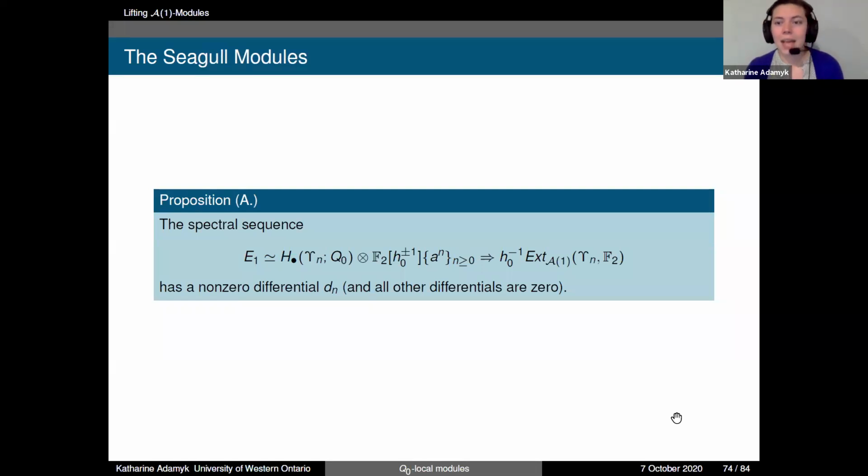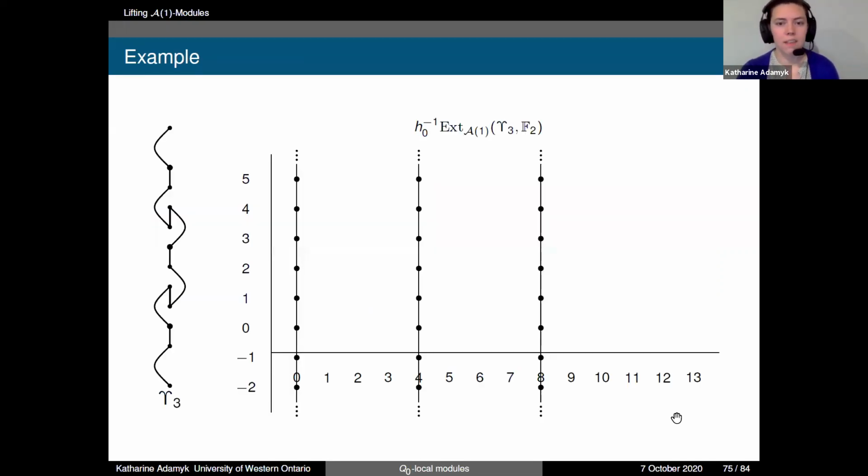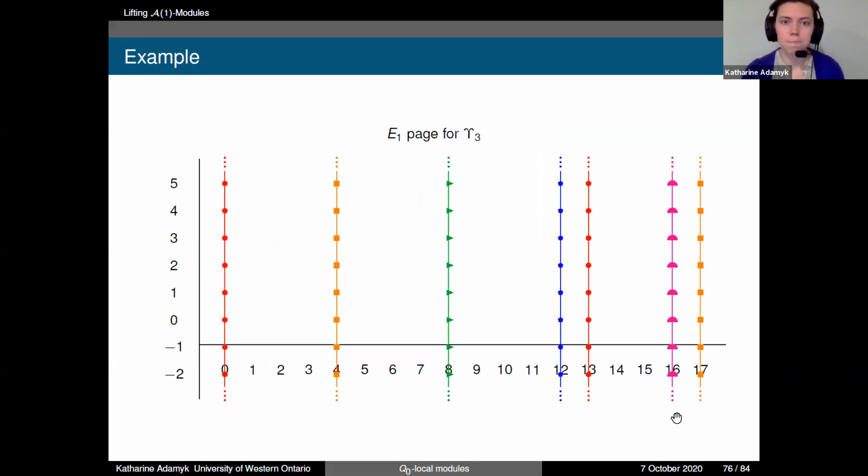For the N Seagulls themselves, it's not too hard to compute what the differentials are. You just cheat by knowing the answer. For an N Seagull, we have a differential dn, and all the other differentials are 0. Let me show you what I mean by cheating. Here's the answer we're looking for, H naught inverted X over A1 of the 3 Seagull, for example.